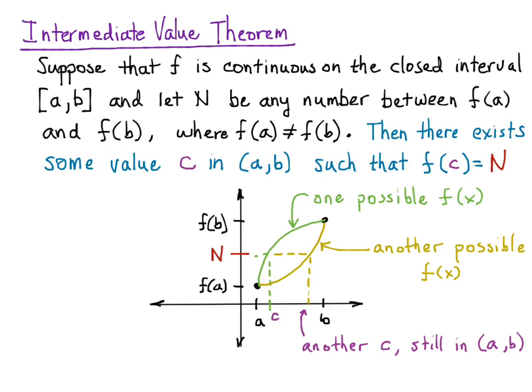Read it again, or I'll read it out loud again. Suppose f is continuous on the closed interval a to b, and let n be any number between f at a and f at b, where f at a and f at b aren't the same number. Then there exists some value c within this open interval. Notice this is a closed interval, and this is the open interval, so it doesn't include a or b, such that f at c equals n. All right, so what I'm saying is that when I have this situation where these are 2 points on my function, I can choose any number in between them, and I'm going to find that there is some value in between a and b that makes that work.